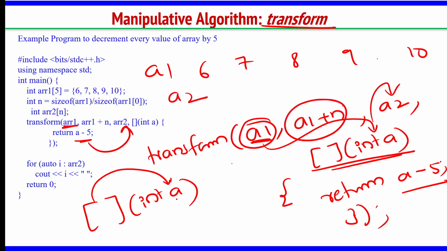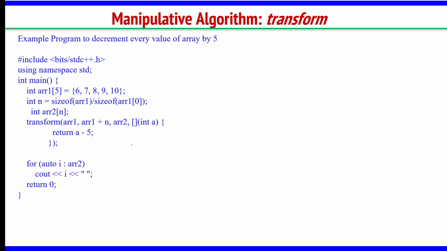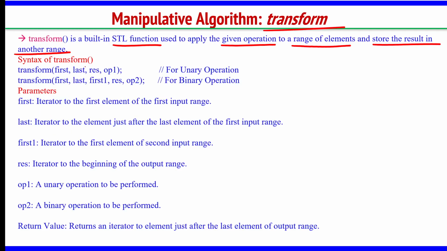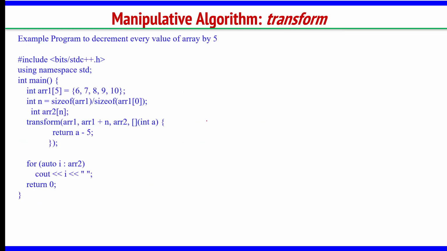Until A1 plus n, that is all the elements of the A1 array, right? So this is the syntax of transform. Transform actually changes only one container. That's why we have two forms, for unary operation and for binary operation. So this can be considered a unary operator. Why? I am applying it on a single variable A, that is, a single container. That's why this is a unary operator.